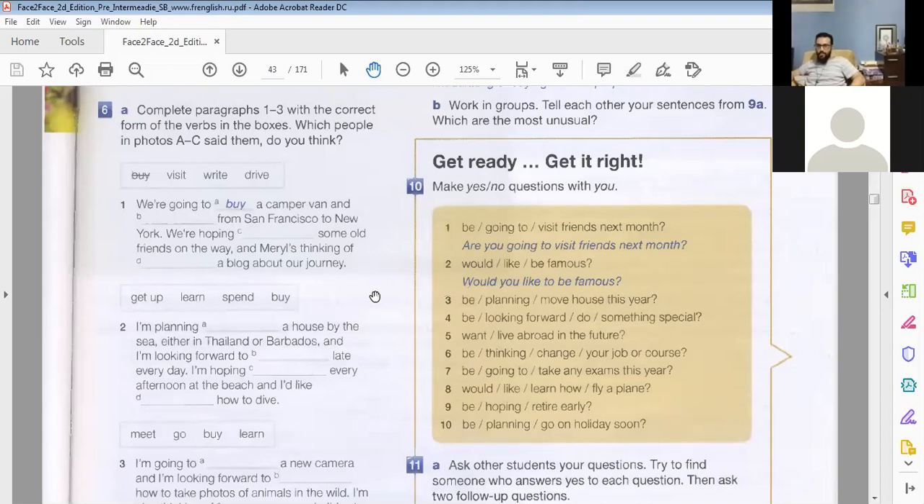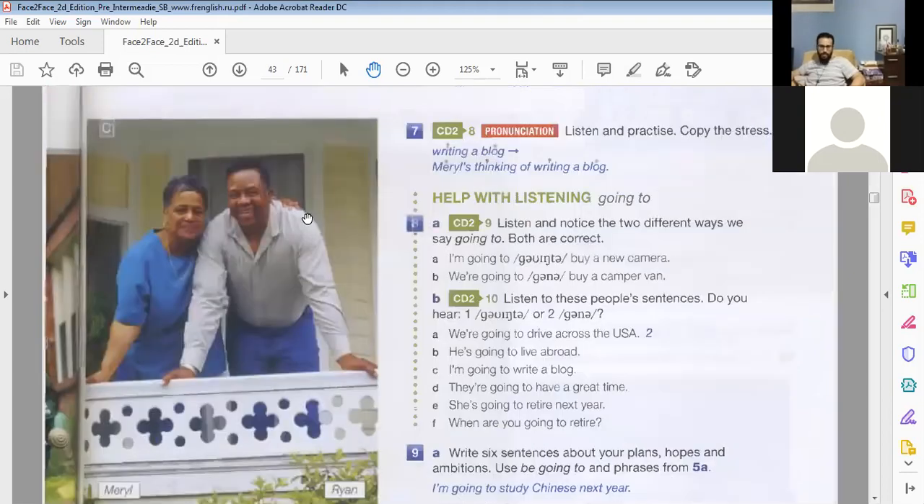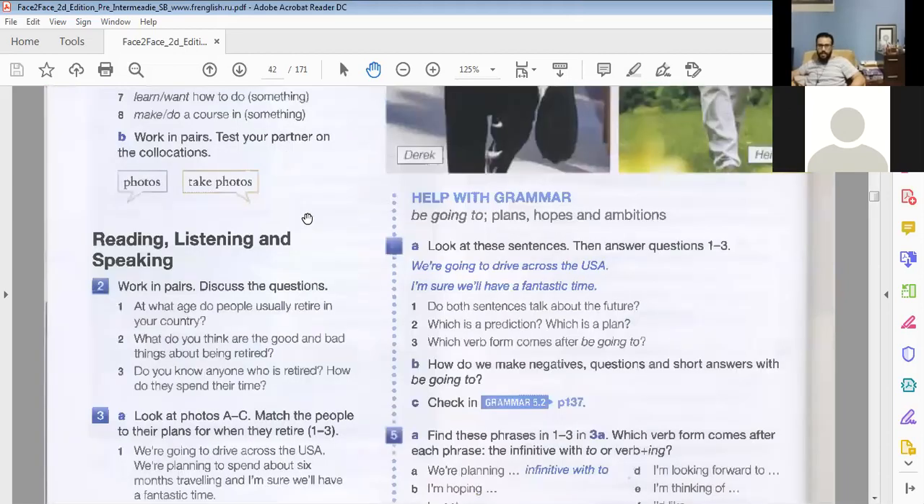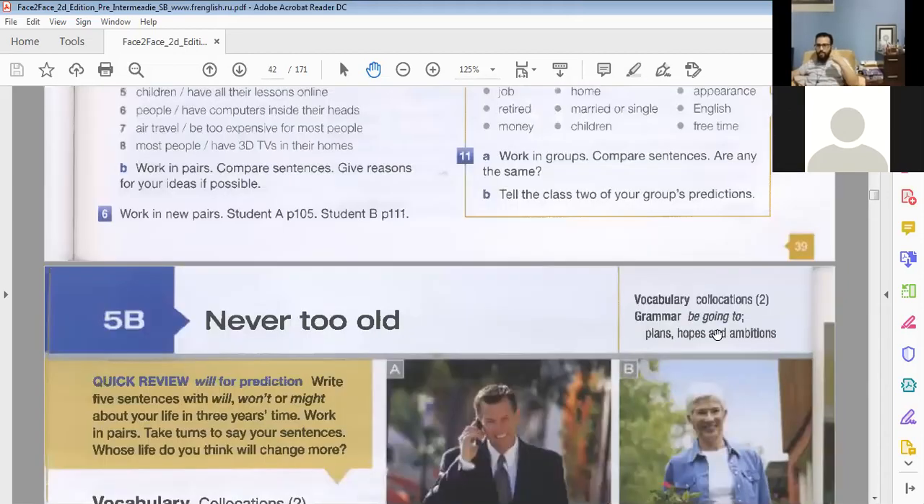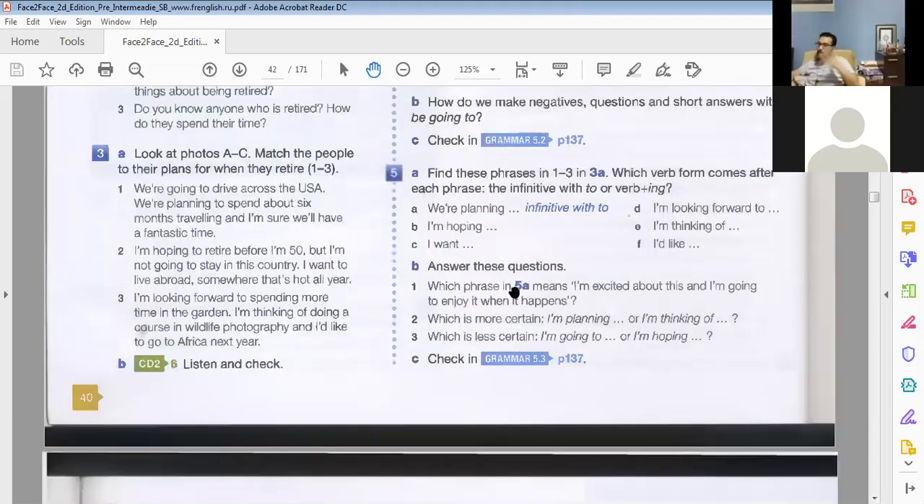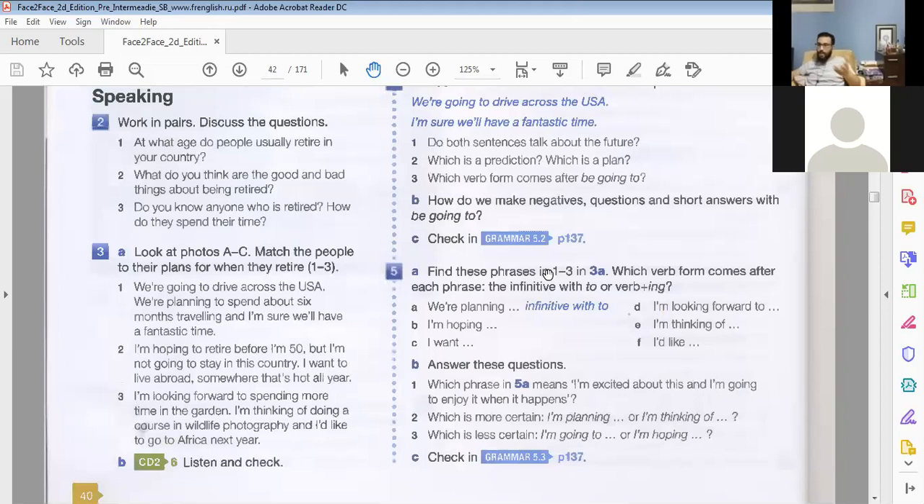Okay, you can see this lesson is full of lots of details. It's a very good lesson. Too many details, maybe. But here, because it's from the beginning, you have 4 things. Be going to, plans, hopes, ambitions. And they showed you many different ways of talking about the future. You can use I'm going to, but you can use other things. You don't have to say I'm going to, I'm going to, I'm going, right? It's boring. Here in this lesson, they showed you how to do it in many different ways. I'm planning, I'm hoping, I want, I'm looking forward to, I'm thinking of, I'd like. All of these are excellent ways to talk about your future. Okay?